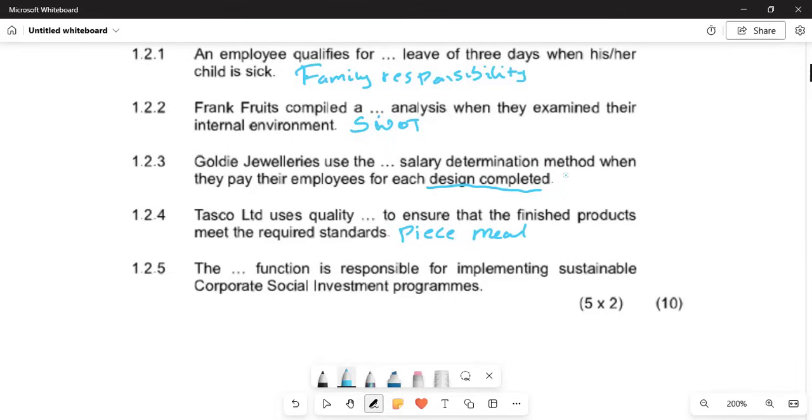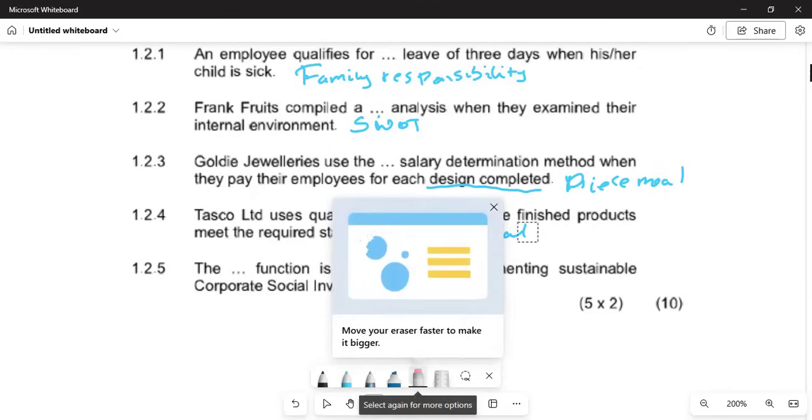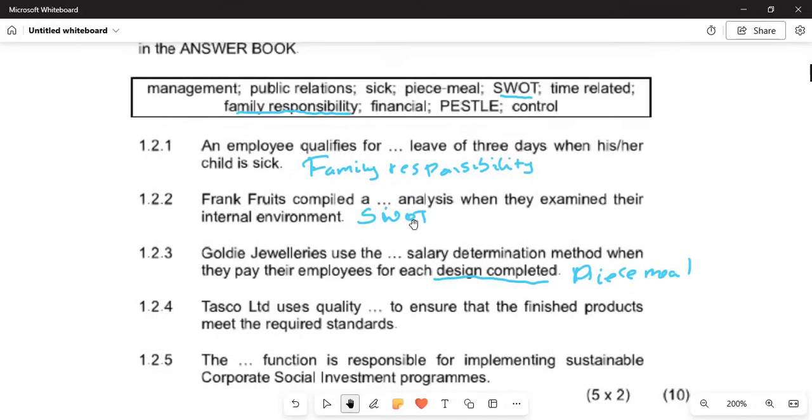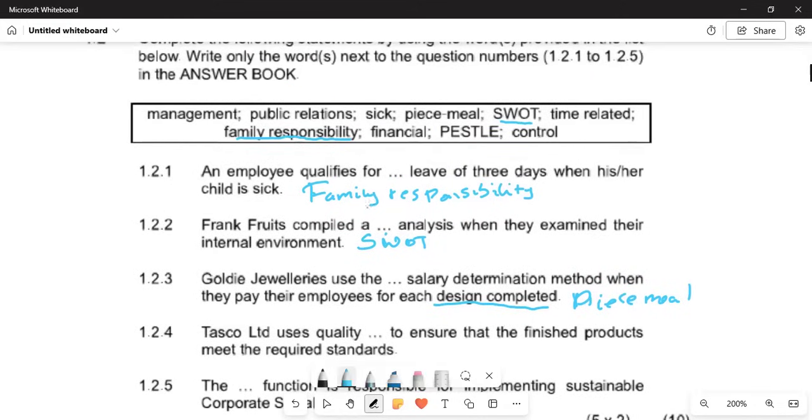So we're supposed to write it here, not there. Piecemeal. That is that. So the correct answer is piecemeal. It is this one.